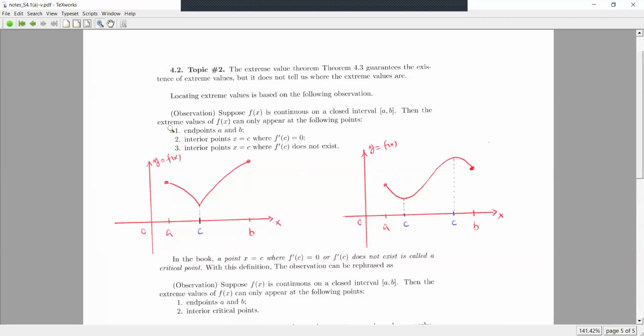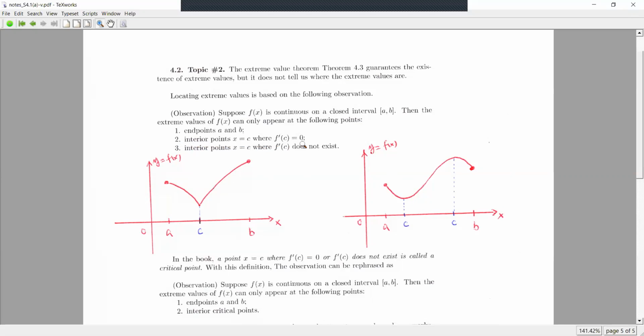Then the maximum and minimum values of this function can only appear at the following points. They cannot appear at other points. Number 1, maximum and minimum can appear at endpoints. Say, this is one example, they appear at the left or right endpoint. Number 2, maximum and minimum can appear at interior points where the derivative is 0.